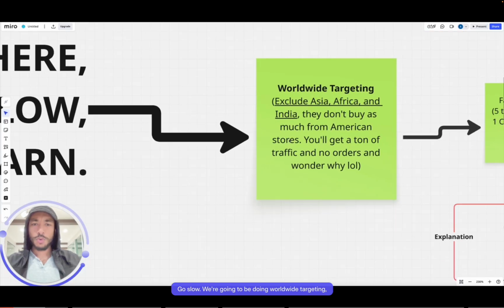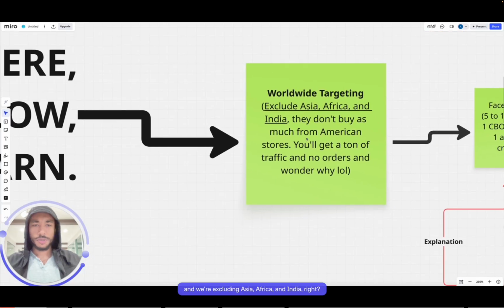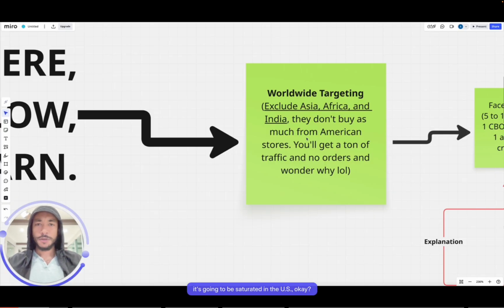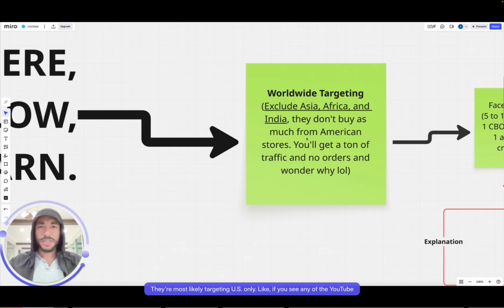We're going to be doing worldwide targeting, and we're excluding Asia, Africa, and India, right? The reason being is because if something's going to be saturated, it's going to be saturated in the US. Most of the dropshippers are saturated in the US. If you see someone running up a bunch of numbers, look at their ads. They're most likely targeting US only. If you see any of the YouTube gurus doing the Shopify challenges or anything like that, US only.